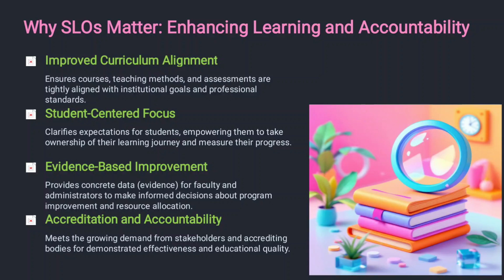Why do student learning outcomes matter? Enhancing learning and accountability. The first thing is improved curriculum alignment, ensuring courses, teaching methods, and assessments are tightly aligned with institutional goals and professional standards. Second is student-centered focus, which clarifies expectations for students, empowering them to take ownership of their learning journey and measure their progress.